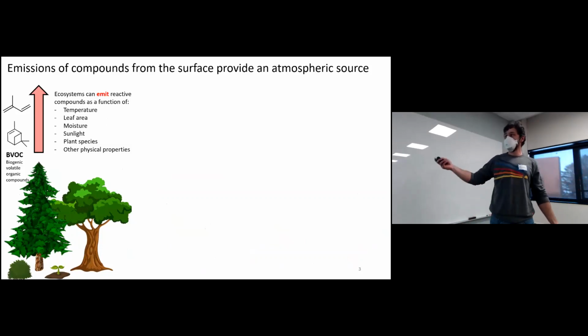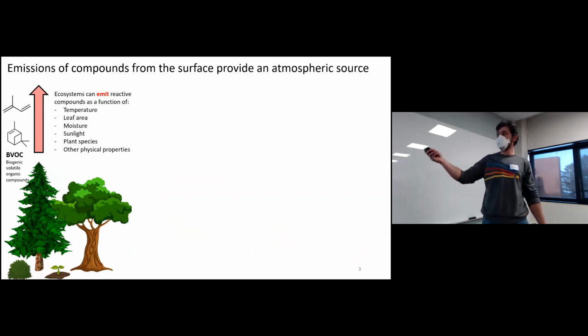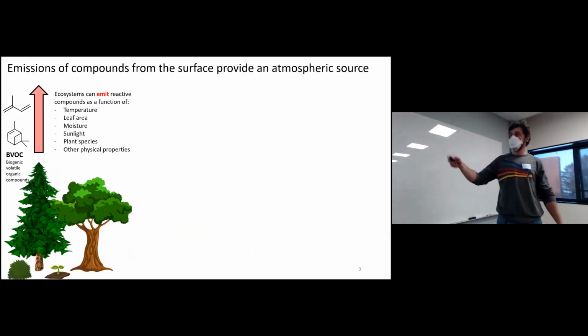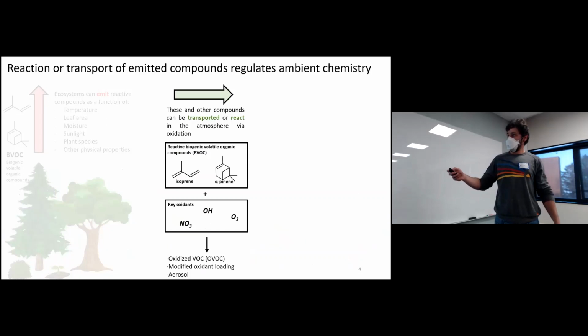Ecosystems can emit reactive compounds as a function of a bunch of different physical conditions of a forest, and I'm focusing on biogenic volatile organic compounds, these reactive carbon-containing compounds. So they can be emitted. These compounds can be transported to different places or react in the atmosphere via oxidation.